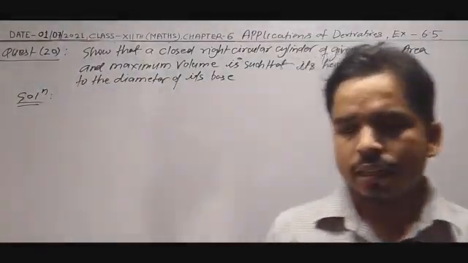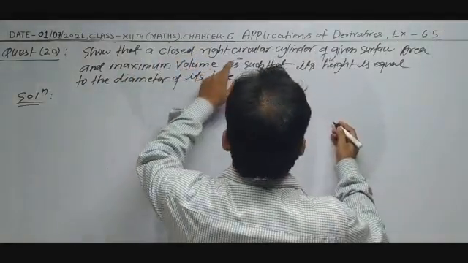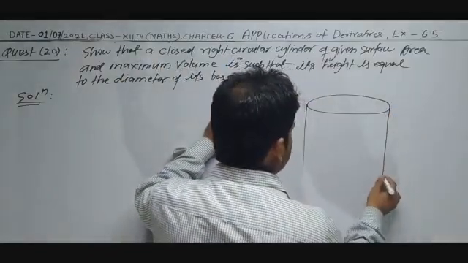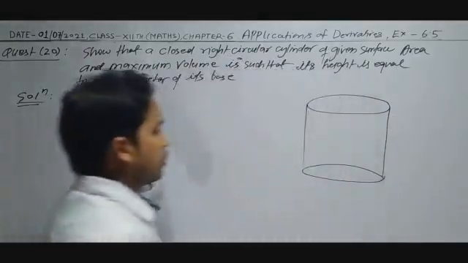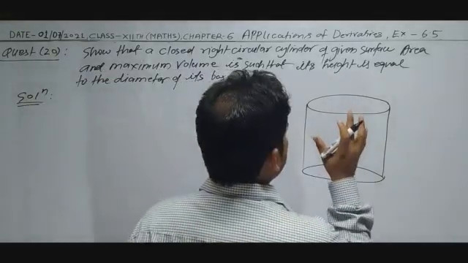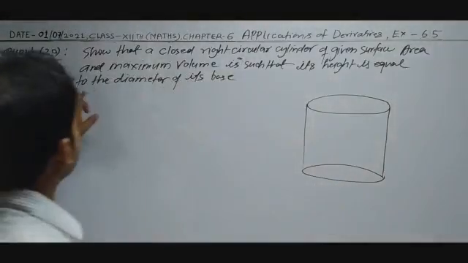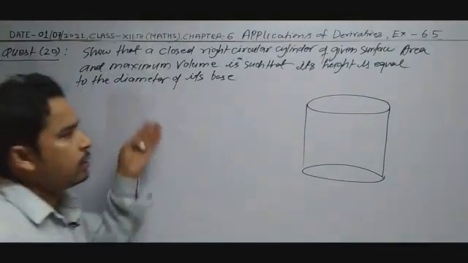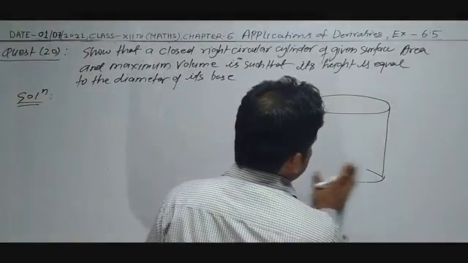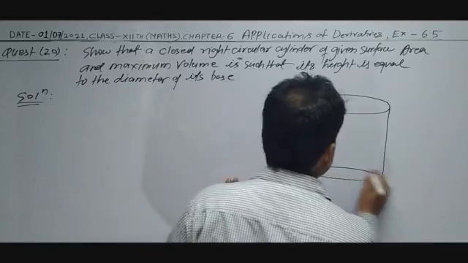Means we have to show that for a given circular cylinder, suppose this is the circular cylinder, its volume will be maximum when its height is equal to the diameter of the base. When the height of the cylinder is equal to the diameter of the base, the volume will be maximum. This is our question.